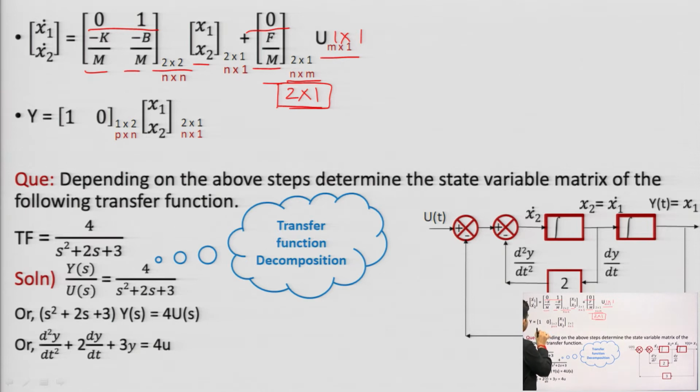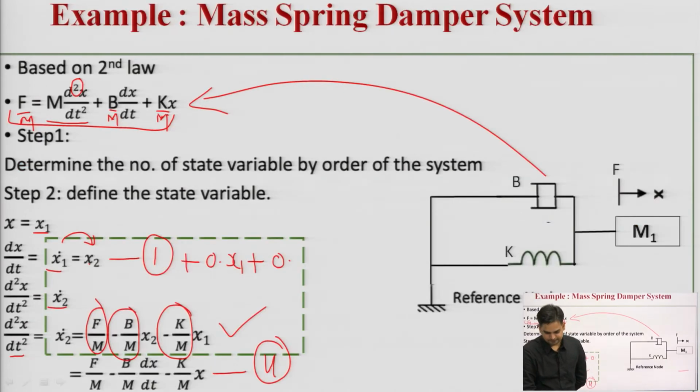Now, this is my y, here the output is single, that is one, force is coming at the output. So, its output p value is equal to 1, n is 2. Okay. So, for this I need to see my output matrix y.